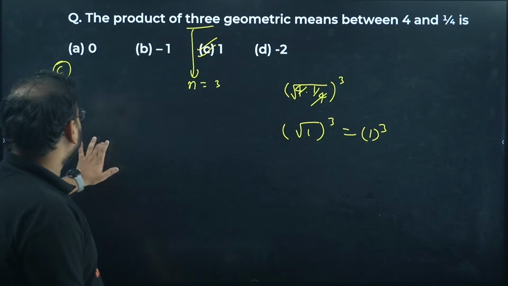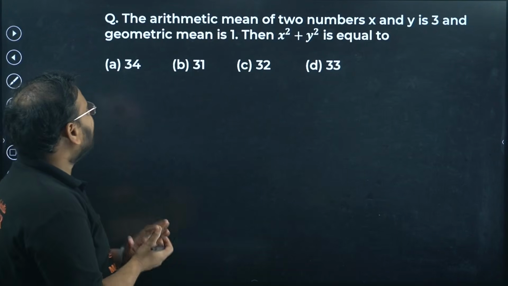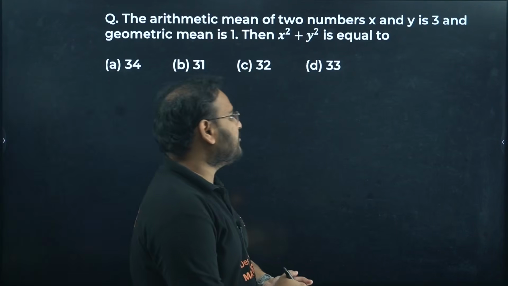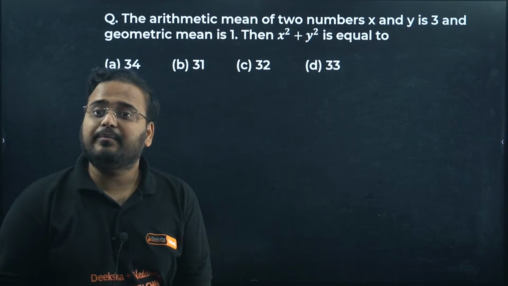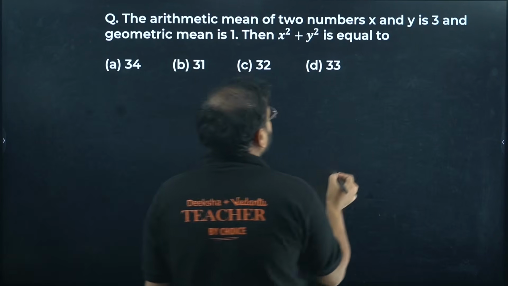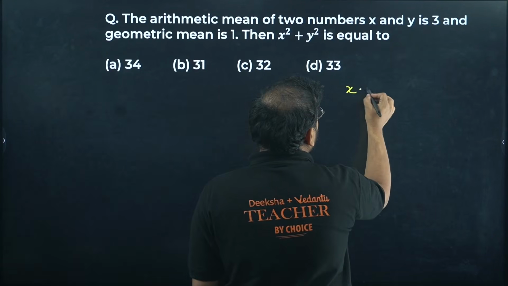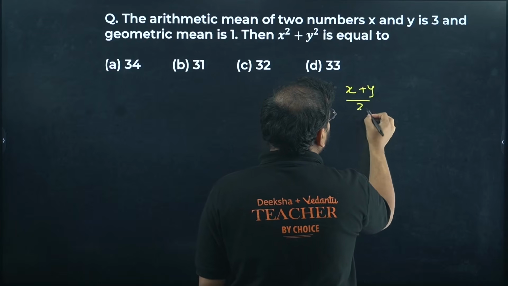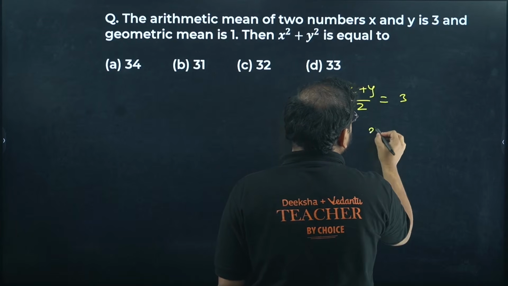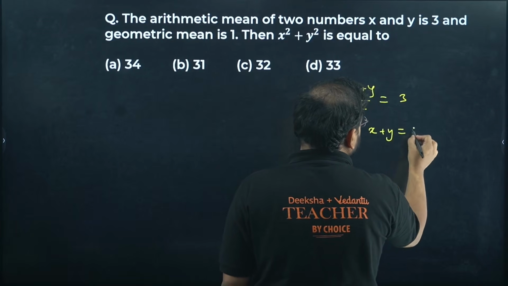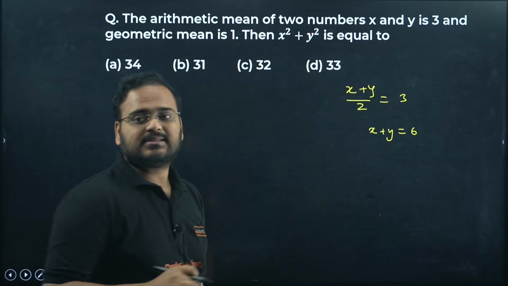Clear? Next. The arithmetic mean of two numbers x and y is 3 and the geometric mean is 1. They're saying that the arithmetic mean, that is (x plus y) by 2, is 3. It means x plus y is 6.